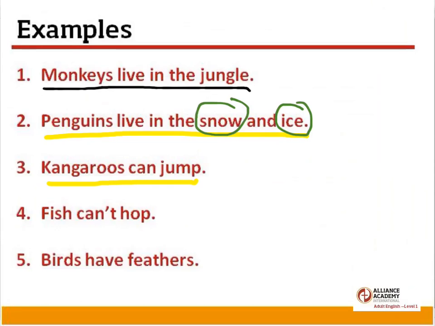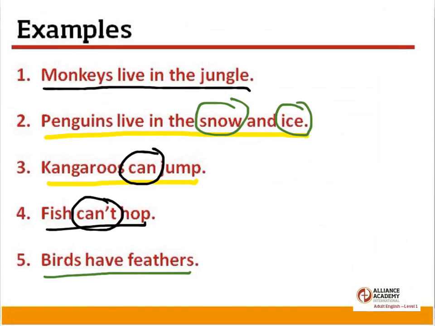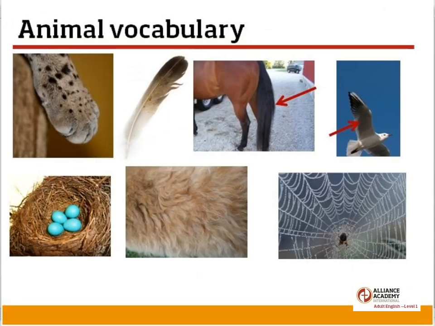Here's another example. Kangaroos can jump. Here we're practicing and we're going to use our can, and in this example, fish can't hop, we'll be using the can't as an example. Our last example is birds have feathers. And we'll talk about body parts of animals.